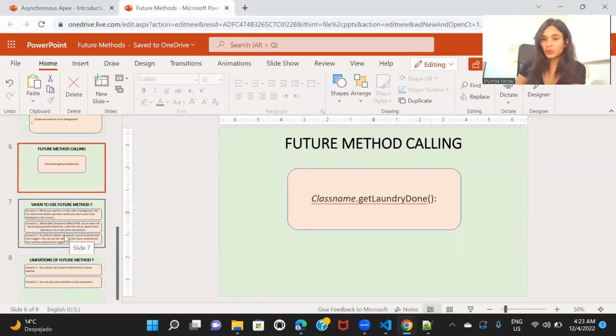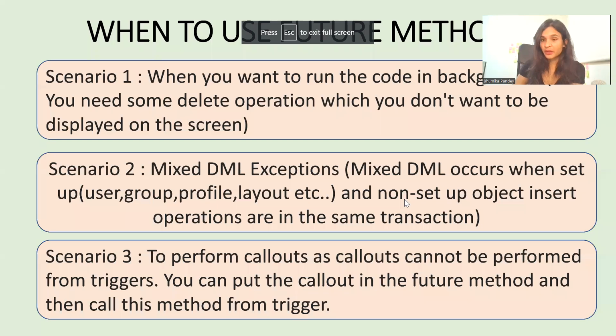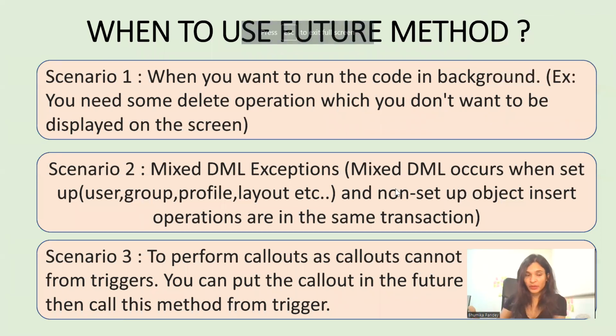So the question is, this was a normal example of how you can write the method, but when to use the future methods. There are three scenarios that I have listed down here that will give you an idea when you can use it. For example, the first one that we saw, right, is when you want to run the code in the background.